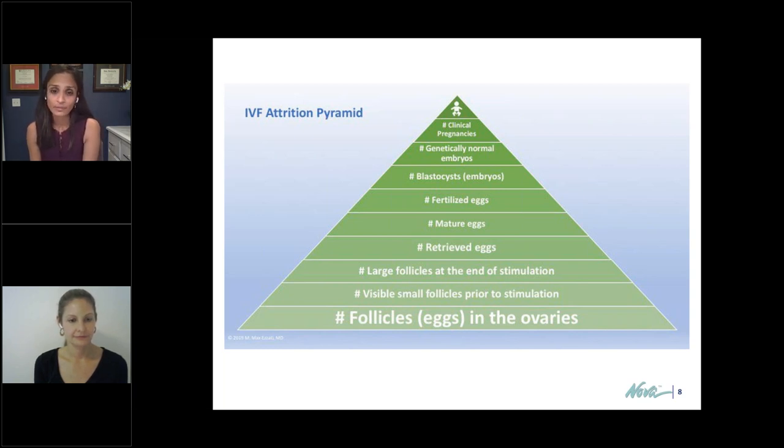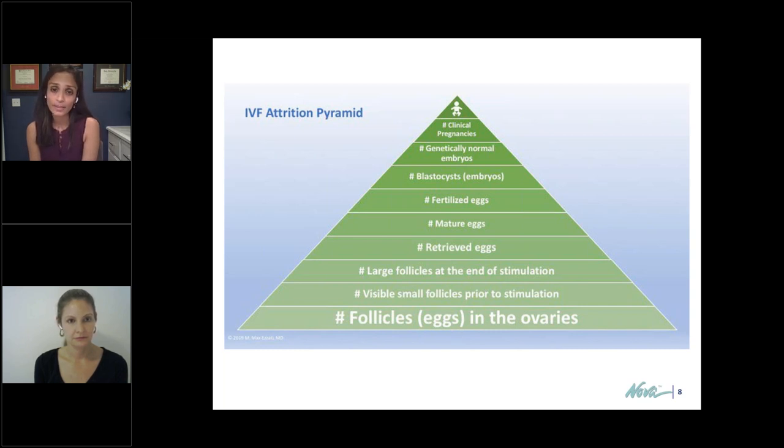After the eggs are retrieved, only about 75% of mature eggs will fertilize, and of those, 50% will make it to the blastocyst stage, which is the day 5 or day 6 stage of development. And of those, depending on a woman's age, a certain percentage of them will be genetically normal. And the 65% of genetically normal embryos typically result in a live birth. So as you can see, the success rate of this IVF process really depends on both a woman's age, because that's really going to determine the percentage of genetically normal embryos, but also how broad or big the base of that pyramid is and what her ovarian reserve looks like.